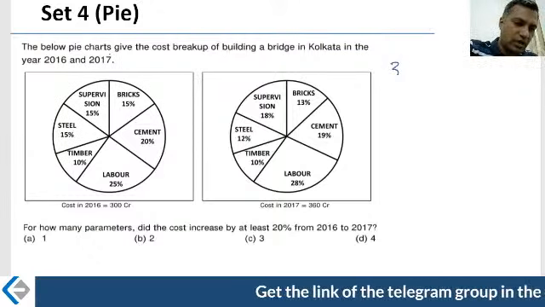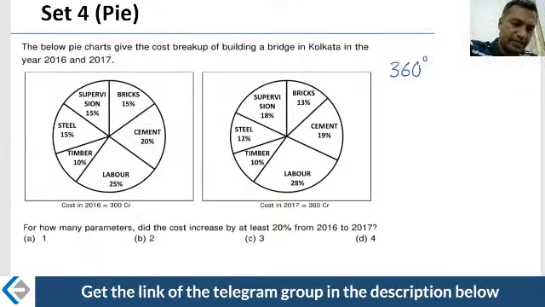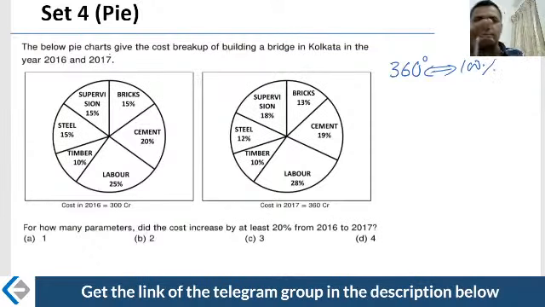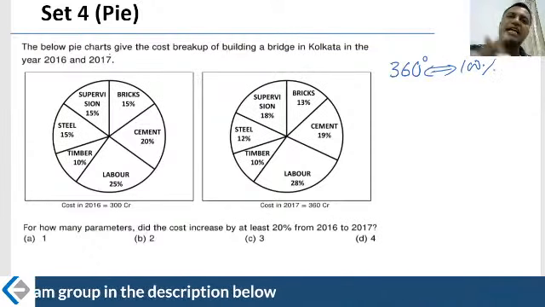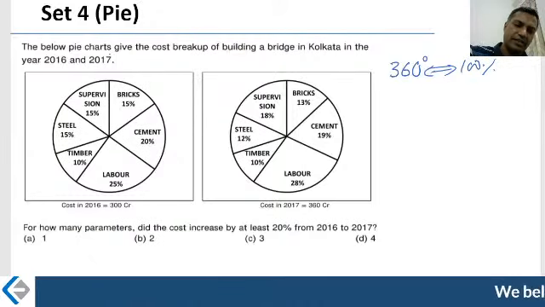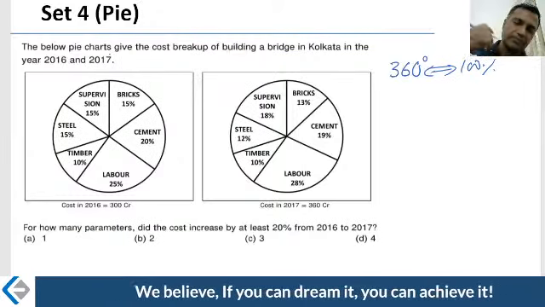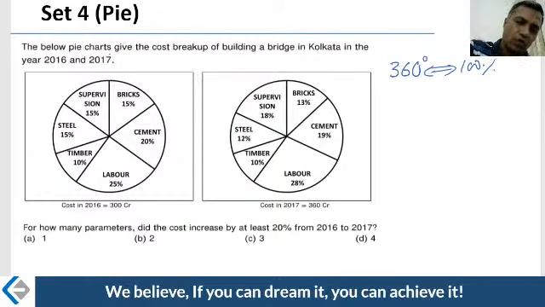Look, here the angle would be 360 degrees. 360 degrees corresponds to 100%. Which way you look does not matter to me. 100% of the data is put around the 360 degree central angle. Now, what would be 10%? What is the angular representation of 10%? 36 degrees.